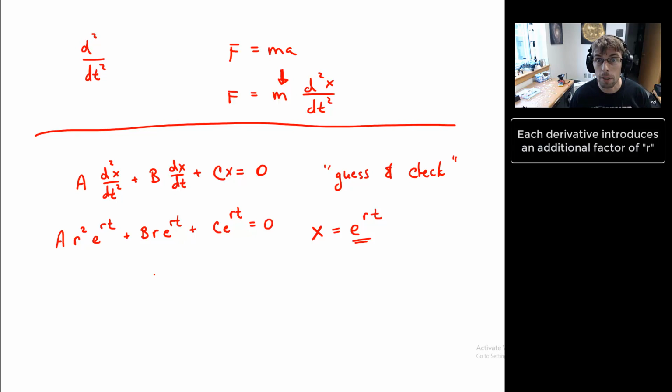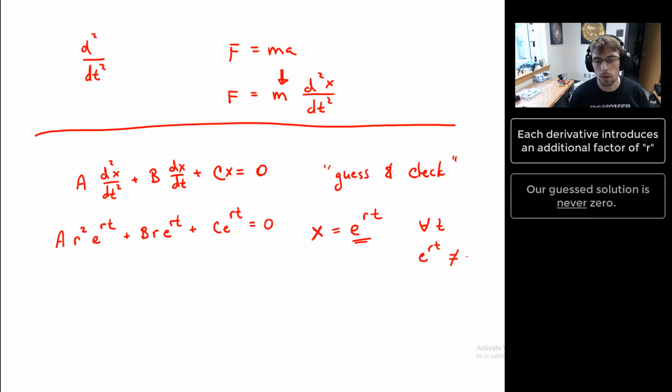The second thing I'm going to want to mention is notice that for all values of t, e to the rt is never equal to 0.